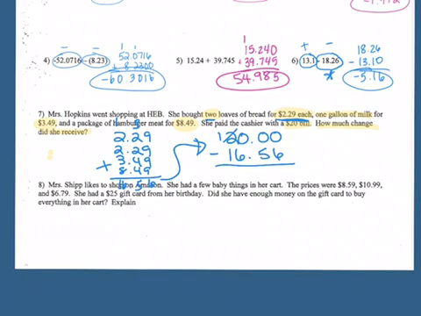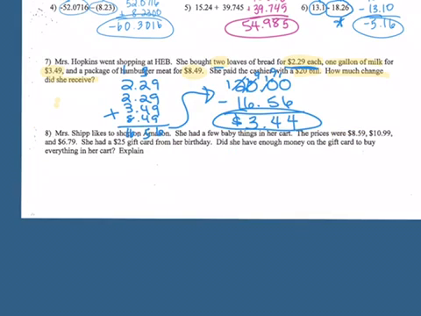Number 8, Miss Ship likes to shop on Amazon. She had a few baby things in her cart. The prices were $8.59, $10.99, and $6.99. She had a $25 gift card from her birthday. Did she have enough money on the gift card to buy everything in her cart?